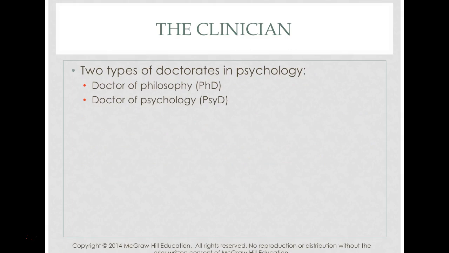So there are 2 types of doctorates in psychology. One is a Doctor of Philosophy, which is a PhD, and the other is a Doctor of Psychology, which is a PsyD. The Doctor of Philosophy is typically awarded for completing graduate training in a research-based program, and PhDs must also complete an internship and at least 1 year of supervised postdoctoral training. The Doctor of Psychology is the degree that professional schools of psychology award and typically involves less training in research. They also have to complete an internship.